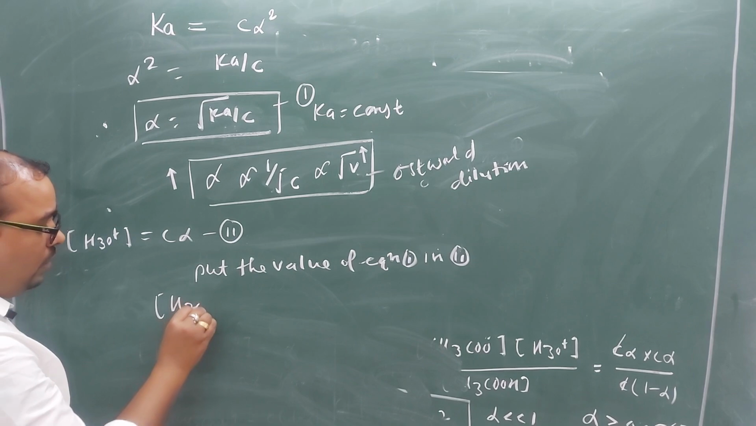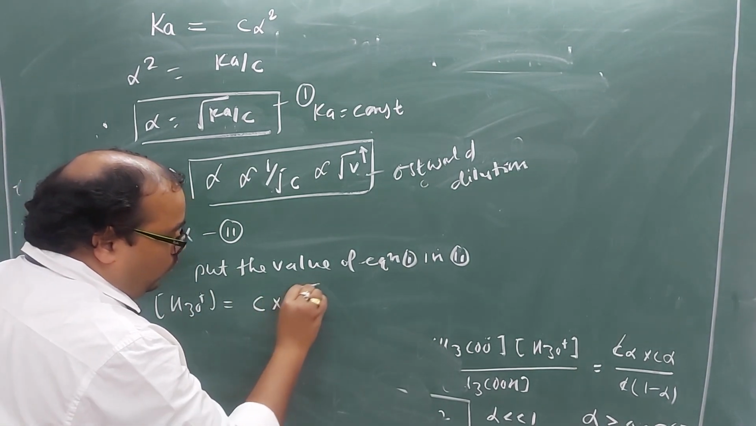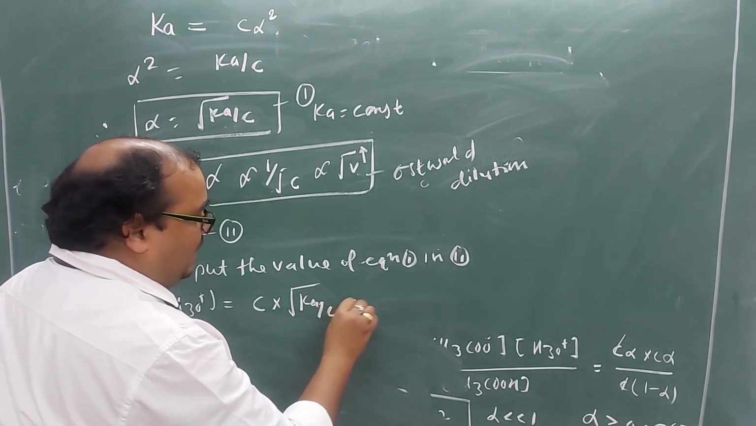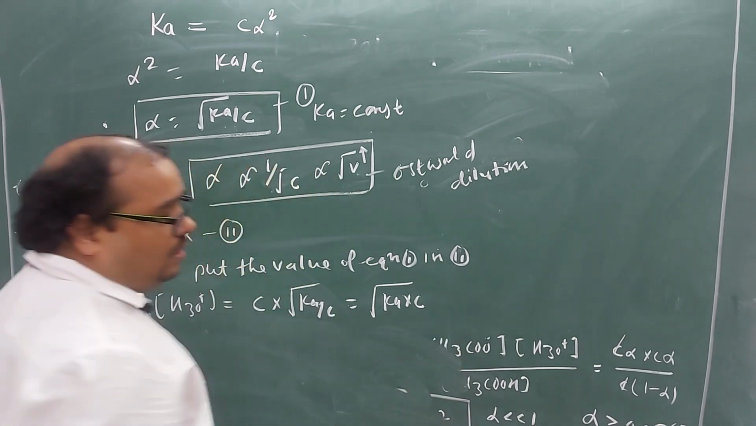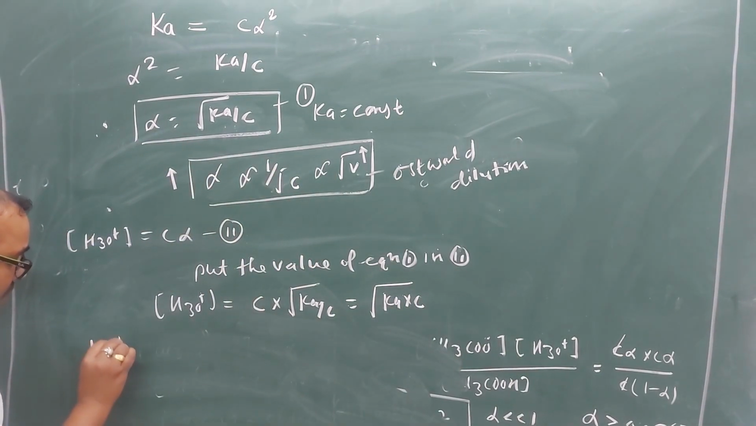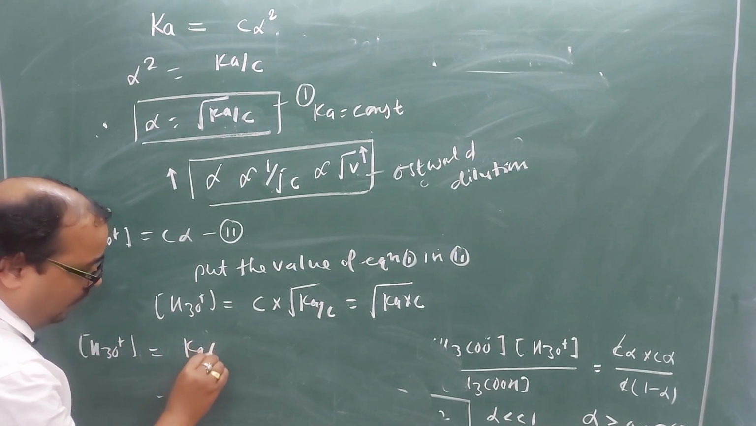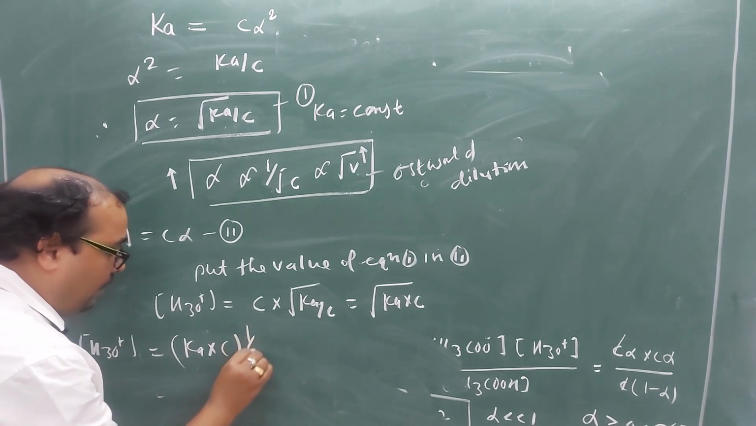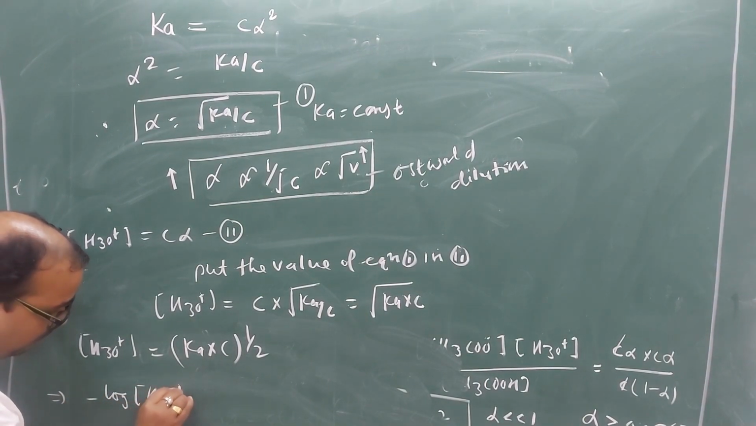The hydronium ion concentration will be equal to C into root under K upon C. So you can write this thing K upon C. Is it okay? So you can write that hydronium ion concentration is equal to K into C to the power 1 upon 2. Is it okay? Now take the minus log both sides. I am multiplying with the minus log both sides.